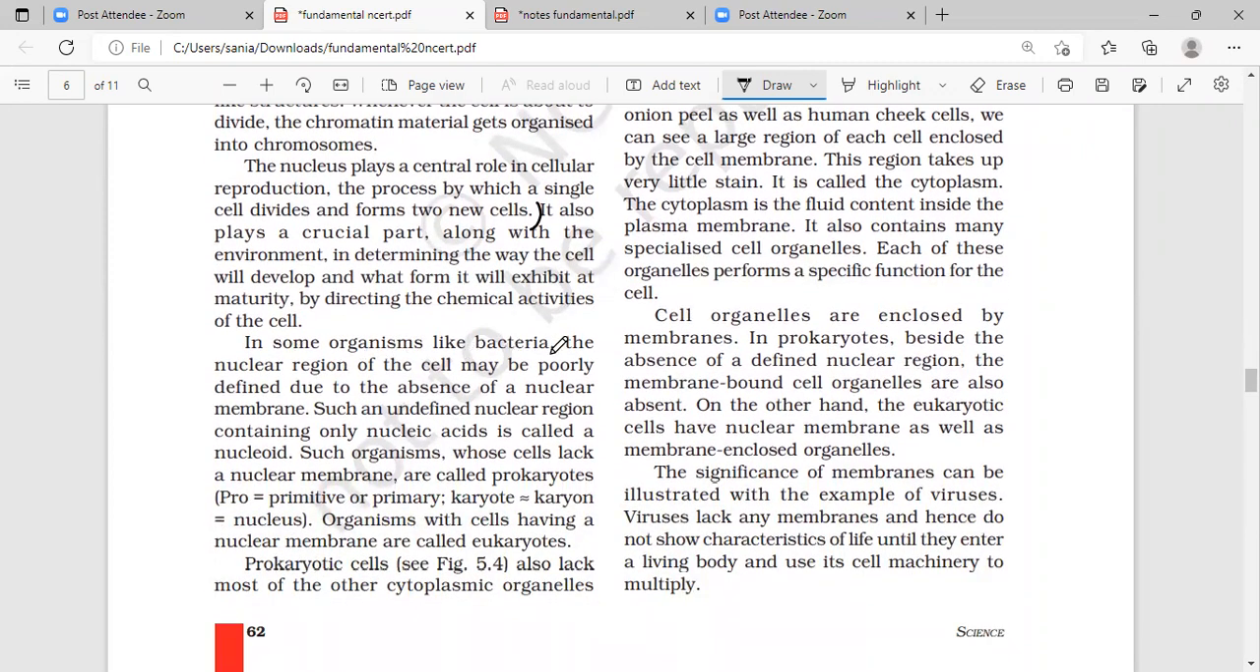In some organisms like bacteria, the nuclear region of the cell may be poorly defined due to the absence of a nuclear membrane. So as I already told you, bacteria don't have a nuclear membrane, and instead they have a nucleoid, which lacks a nuclear membrane.